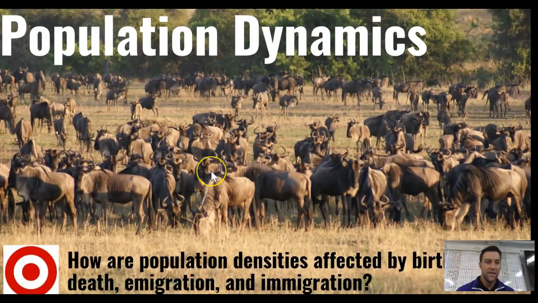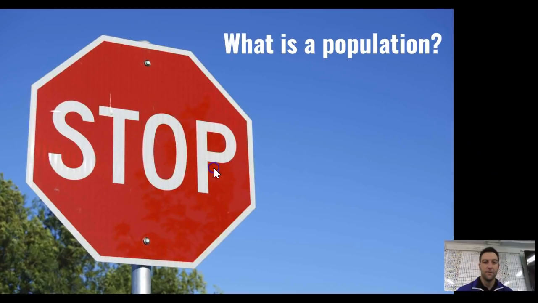All right, ladies and gentlemen, today we are going to be talking about population dynamics. At the bottom there we have our target for today. The target for this set of notes will be how are population densities affected by birth, death, immigration, and emigration. So those direct factors that would affect a population. And we'll be looking at the densities of population today in our notes.